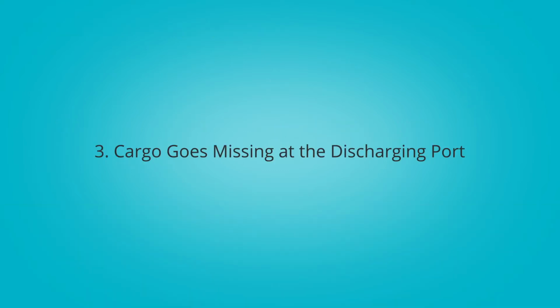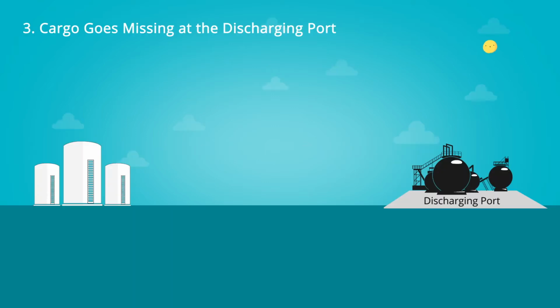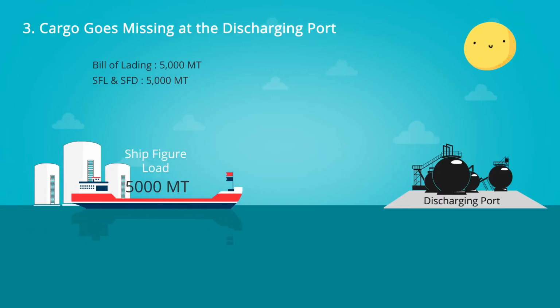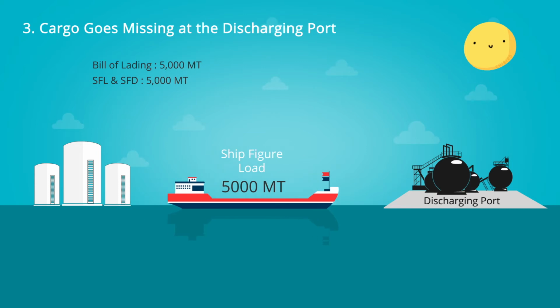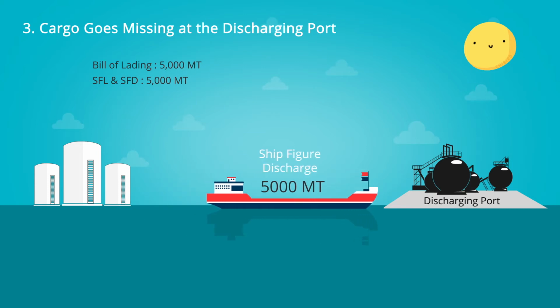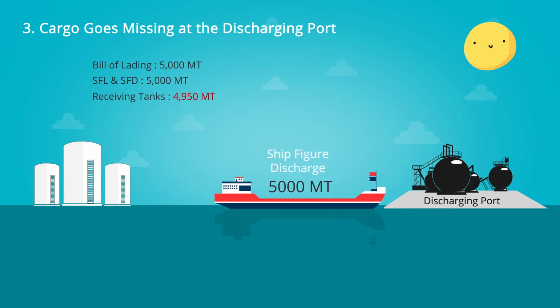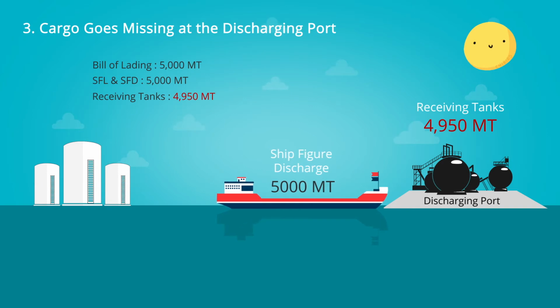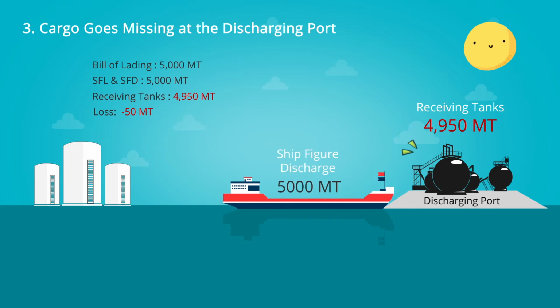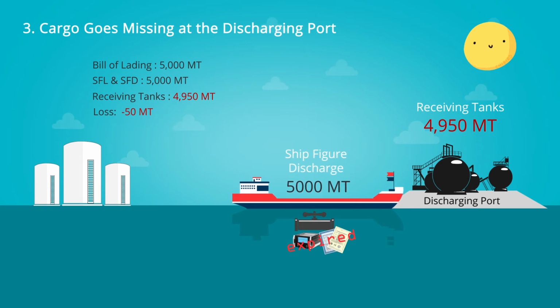The third scenario is where the cargo goes missing at the discharge port. In this scenario, the bill of lading, ship figure load, and ship figure discharge are 5,000 metric tons, but the receiving tanks only receive 4,950 metric tons of cargo, indicating that the losses happen at the discharging port. This is similar to loading ports. A loose valve, or expired tank calibration, sounding meter, or thermometer certificate could cause loss of cargo.